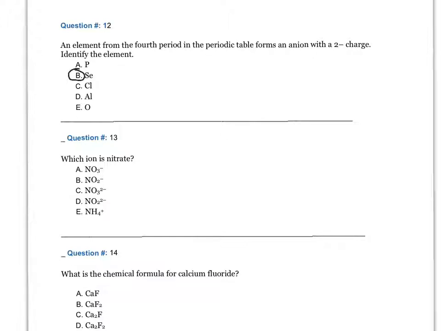Question number 13. Which ion is nitrate? The answer is A, NO3 minus. It's one of the polyatomic ions you have to memorize from your list of things to memorize. Nitrate is NO3 minus, nitrite, underneath that, NO2 minus, that's nitrite. So you have to memorize the name, formula, and charge for the common polyatomic ions.